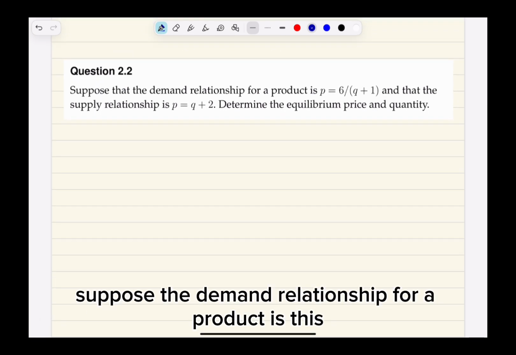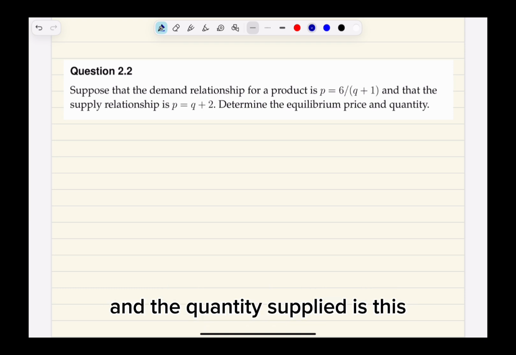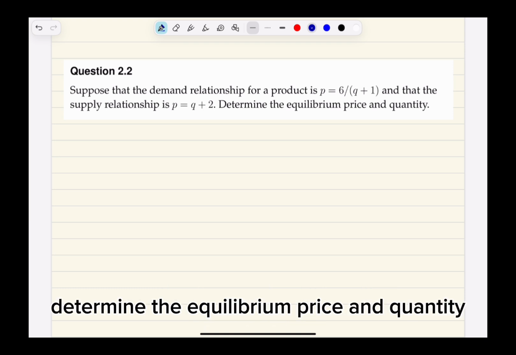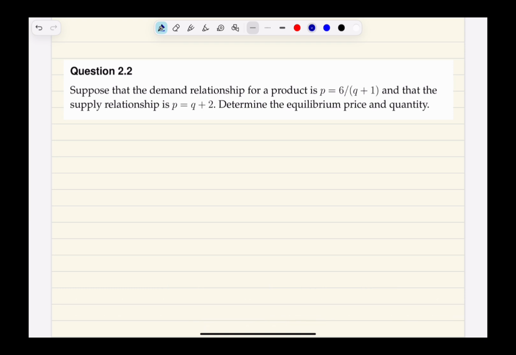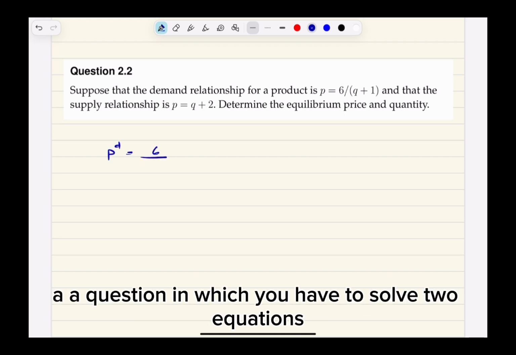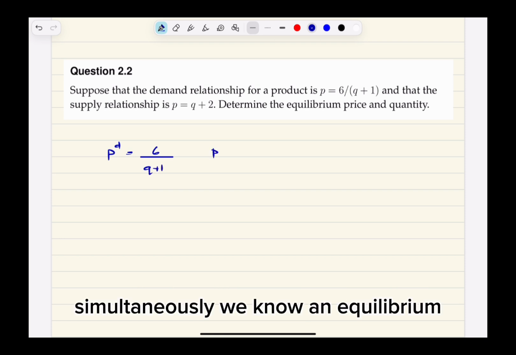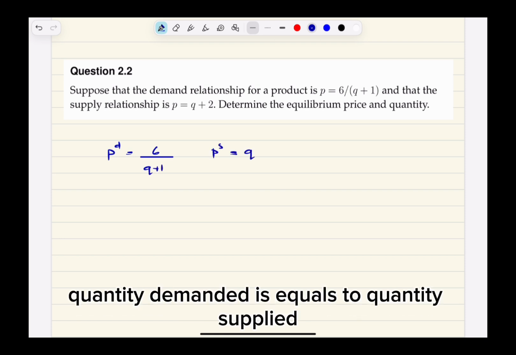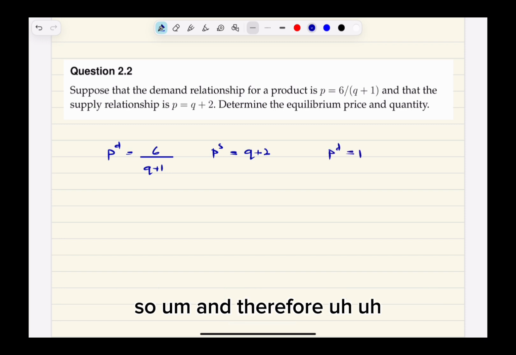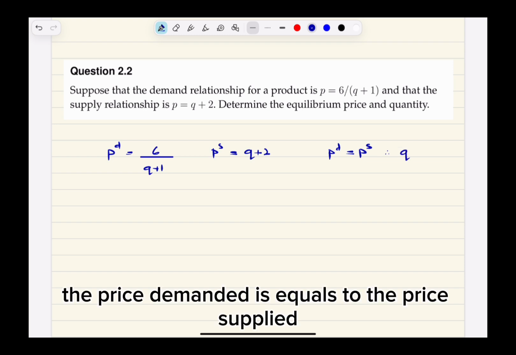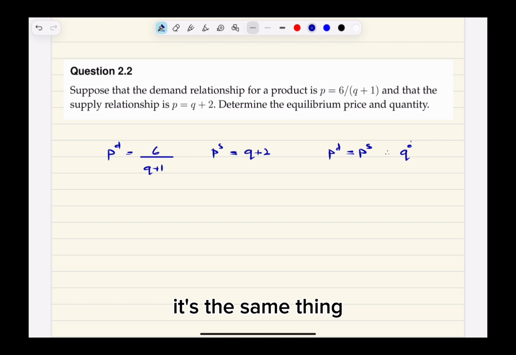Suppose the demand relationship for a product is this and the quantity supplied is this. Determine the equilibrium price and quantity. Again, they're giving you a question in which you have to solve two equations simultaneously. We know at equilibrium, quantity demanded equals quantity supplied, and therefore the price demanded equals the price supplied. It's the same thing.